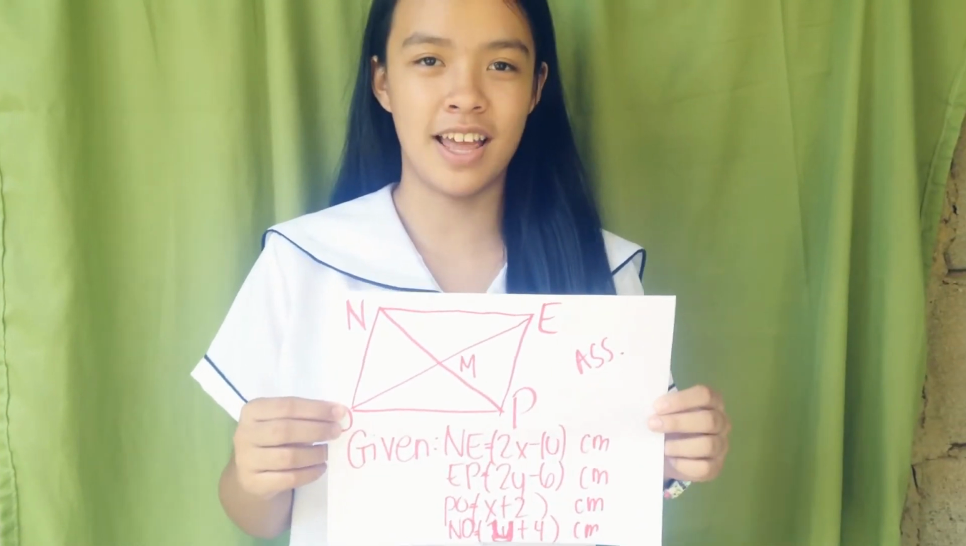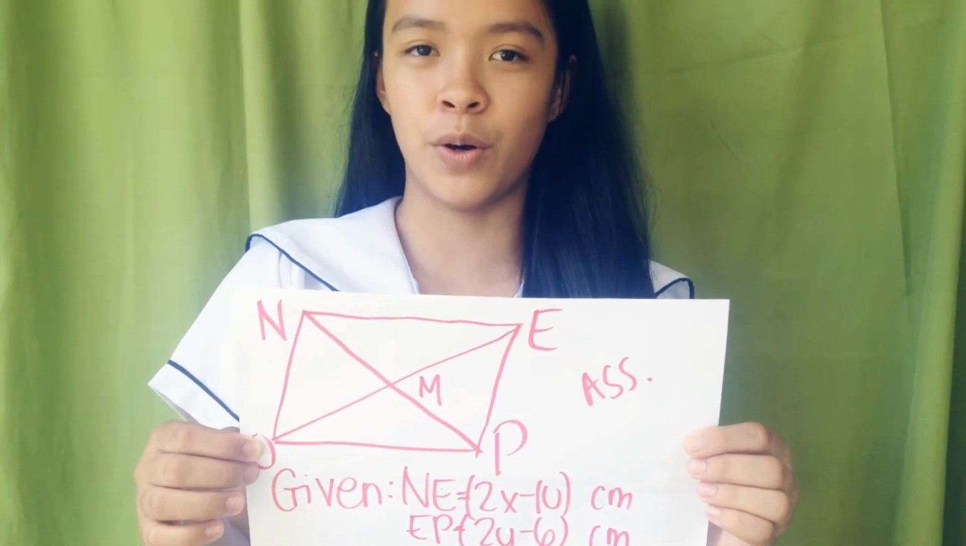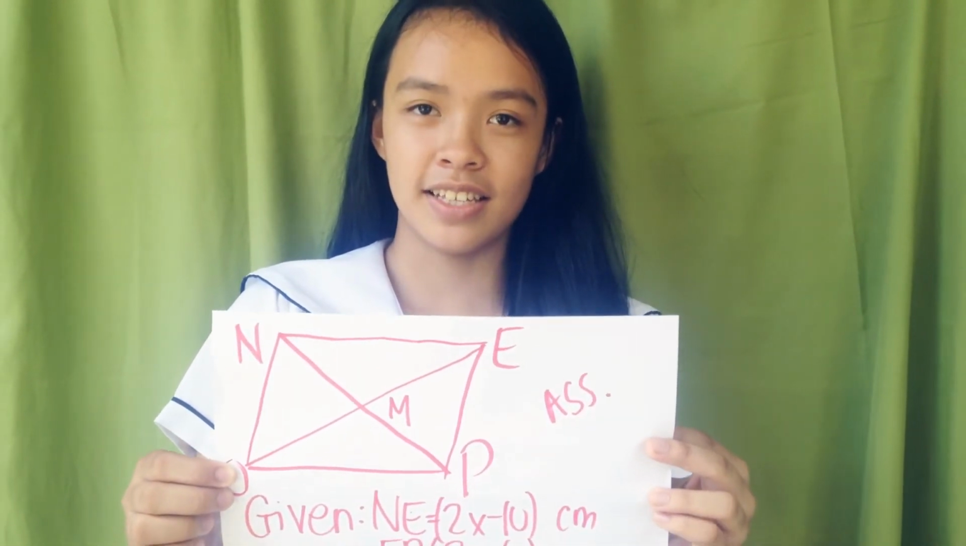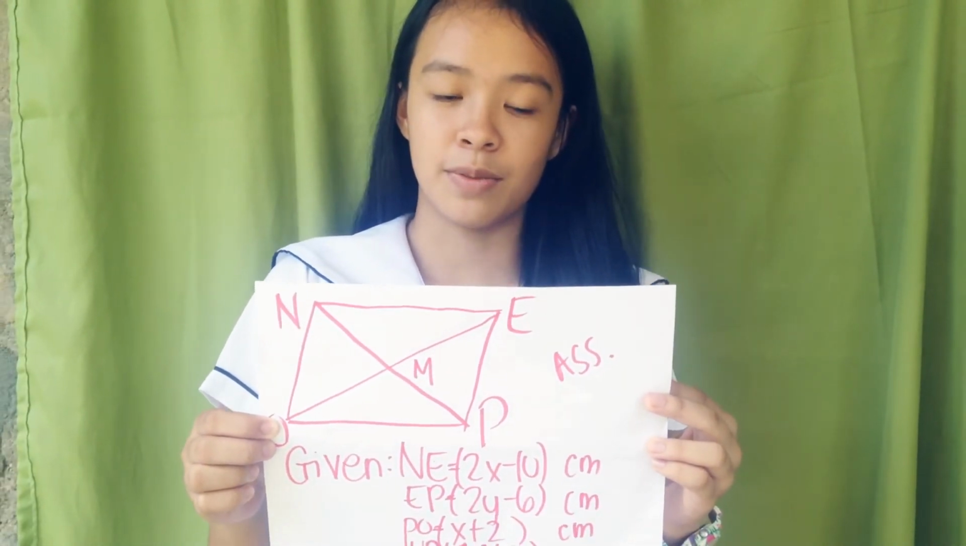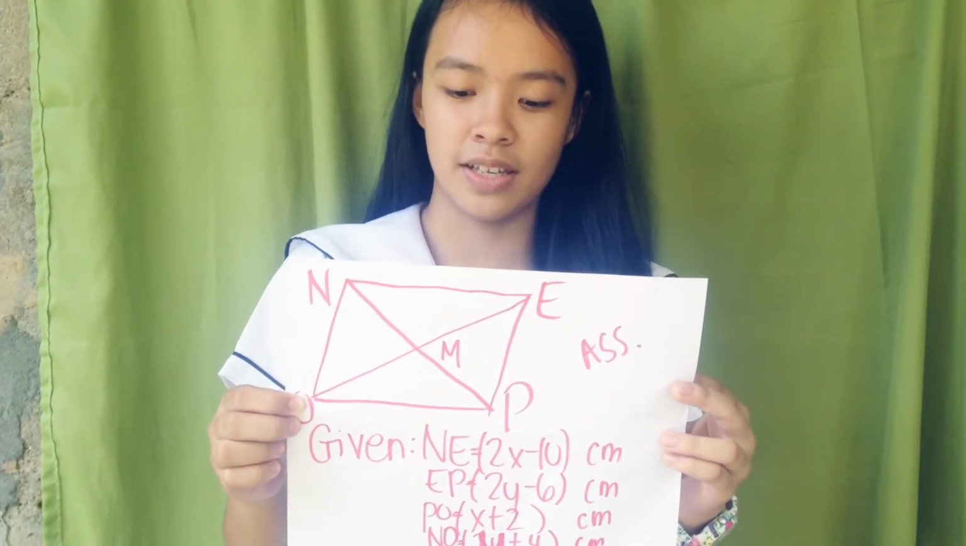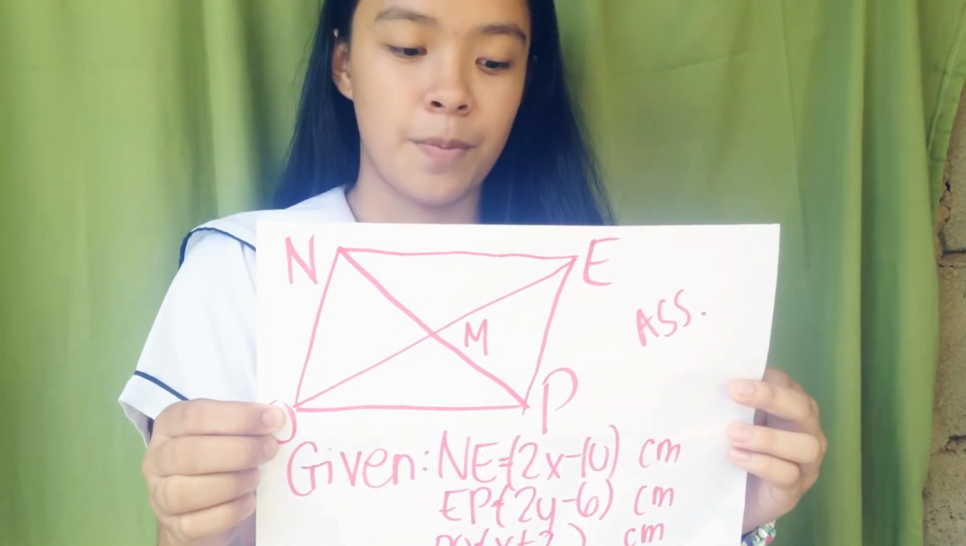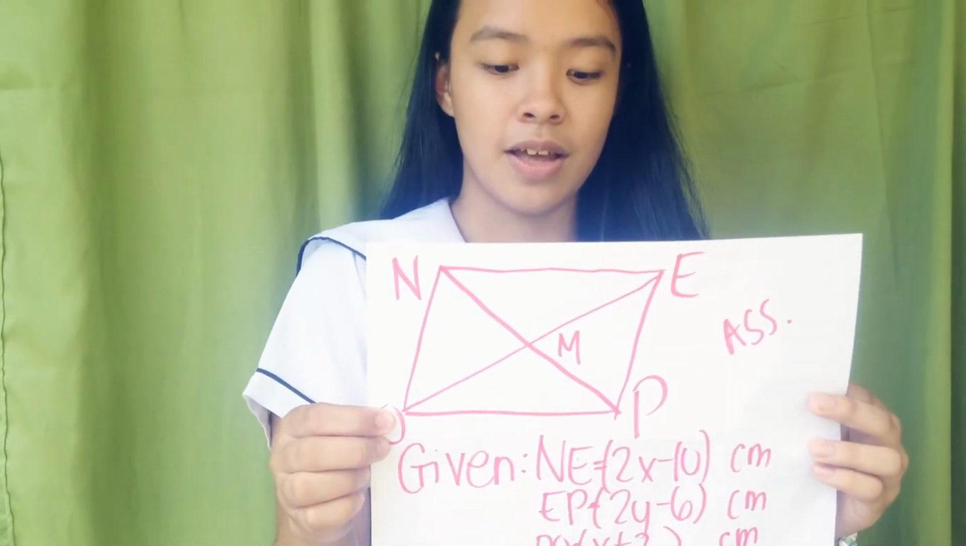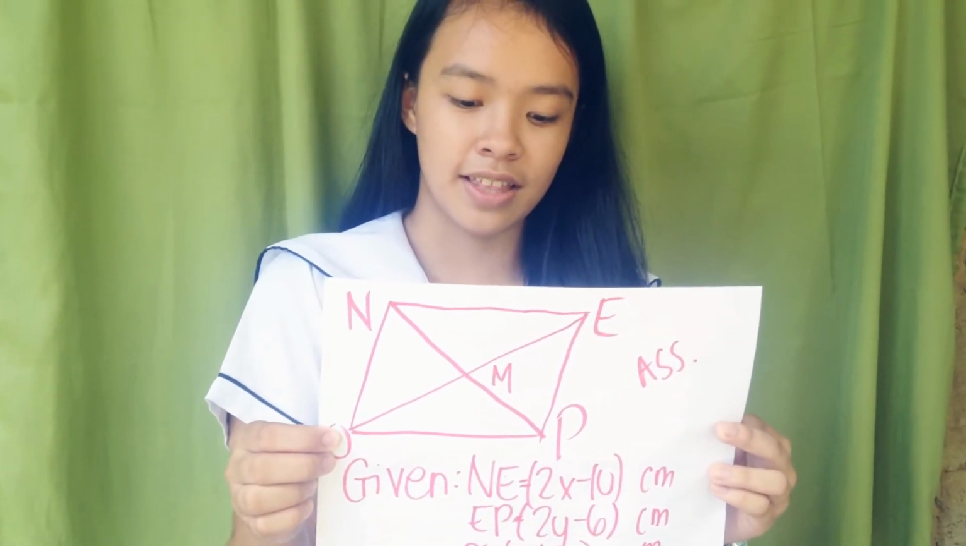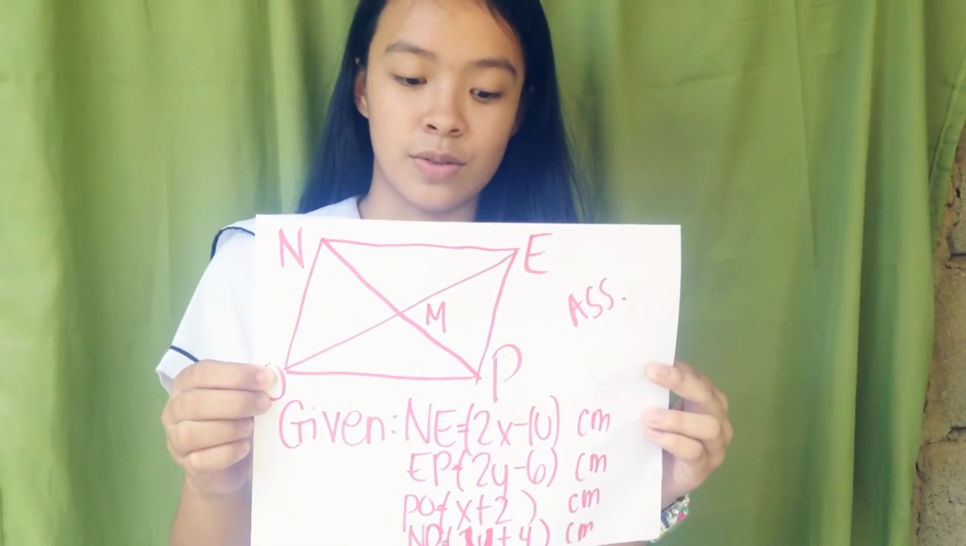So this is your assignment about properties of parallelogram discussed by me. So the given is parallelogram NEPO. Given NE is equal to 2x minus 10 centimeters, while EP is equal to 2y minus 6 centimeters. PO is equal to x plus 2 centimeters, and NO is equal to y plus 4 centimeters.